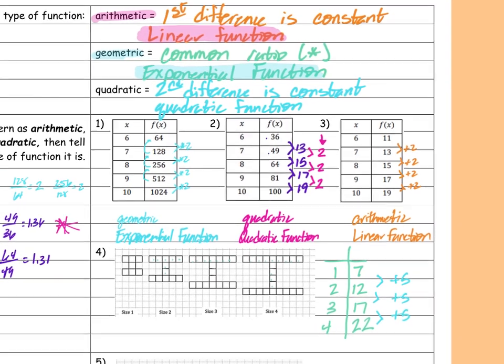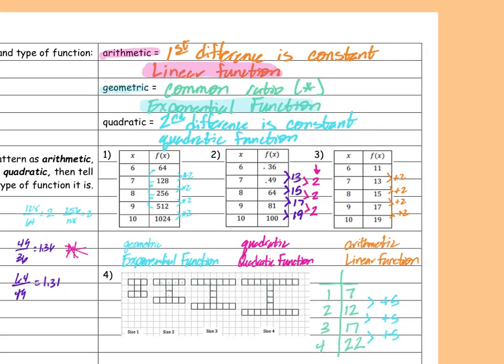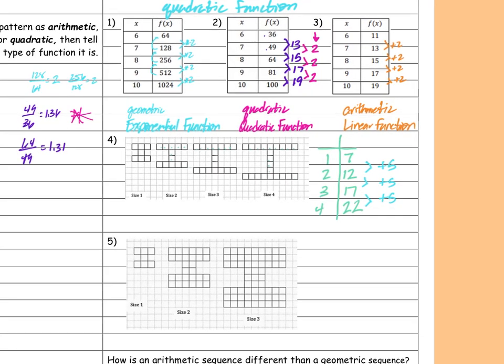Can I come back down here? Quadratic. My first difference, so all the same, so it's what? Arithmetic, right? Geometric means I'm multiplying by the same number. Am I multiplying the same number? Nope, I'm adding the same number. Okay, good. So this is arithmetic. And what type of function is it? If it's arithmetic pattern, what type of function is it?